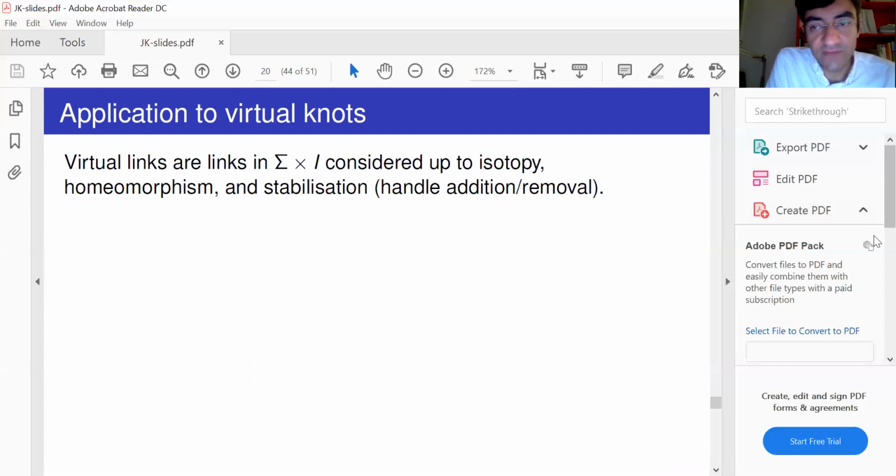One application of this is to prove the Tait conjectures for virtual knots. And what is a virtual knot? A virtual knot is a knot or link in a thickened surface sigma cross I, considered up to isotopy, homeomorphism, and stabilization, meaning adding a handle to sigma, and destabilization, which means removing a handle from sigma which is disjoint from the link diagram.